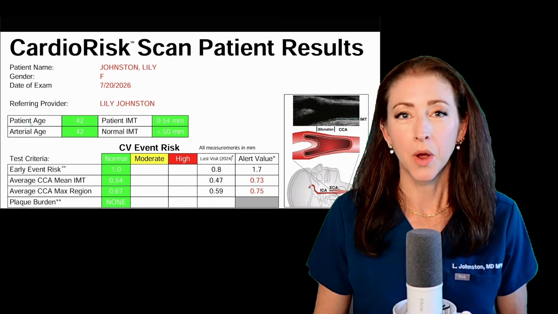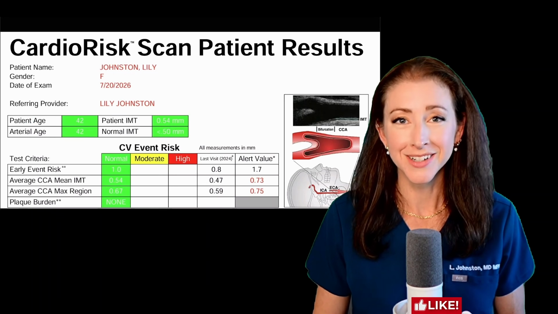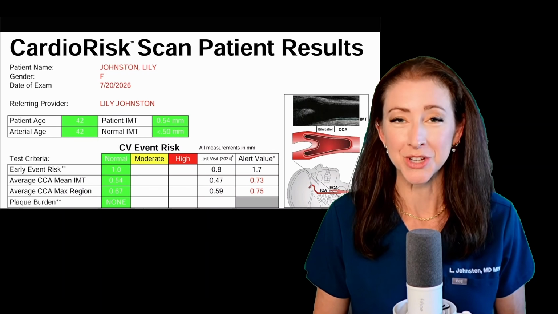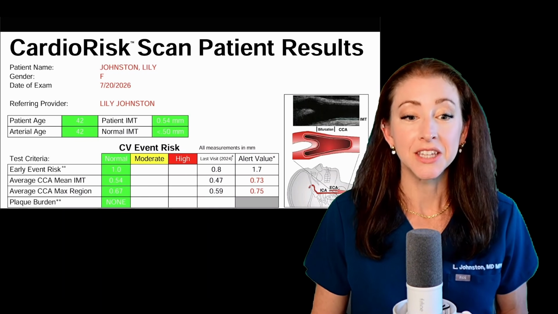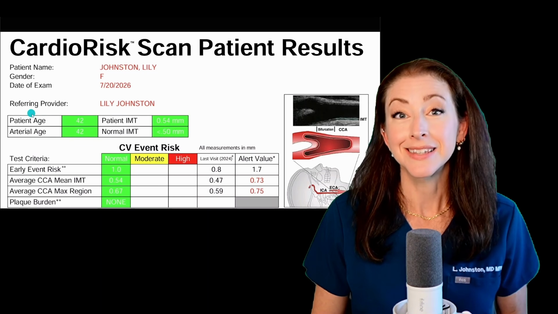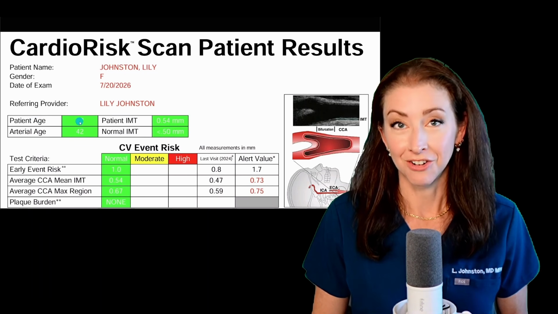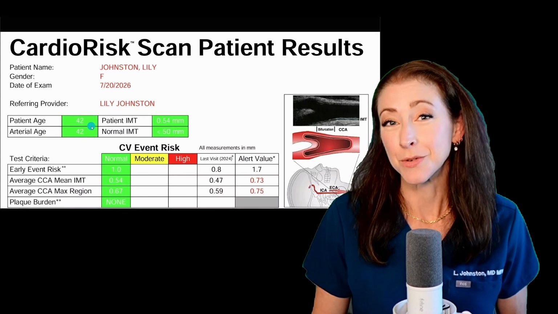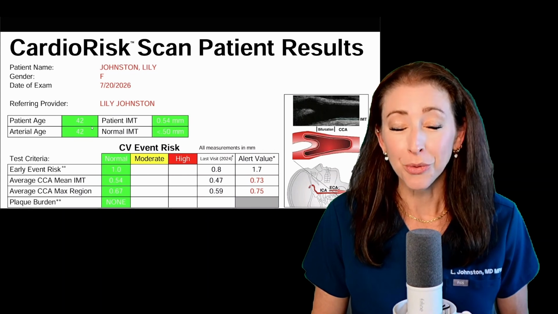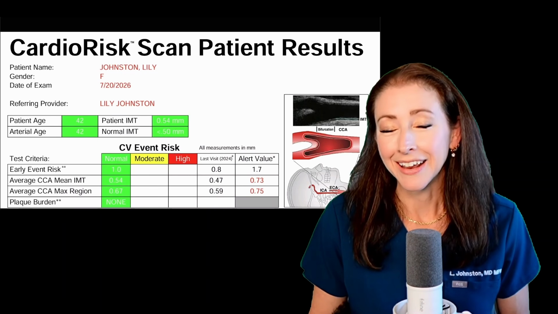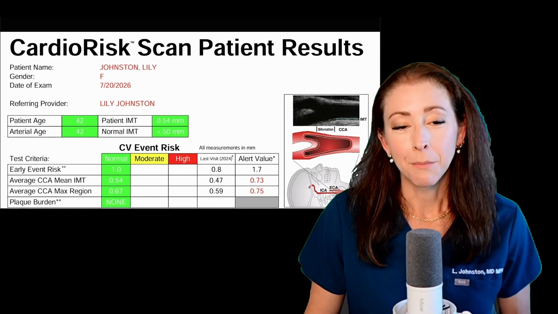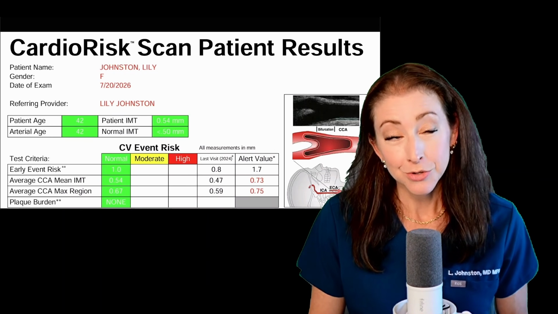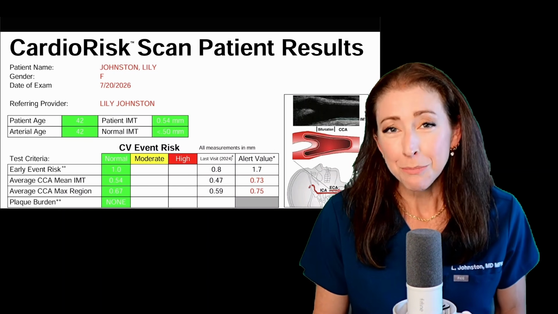So here is what you see at the top of the report that comes from CardioRisk once they have analyzed all those images we just went through. The very first thing you see at the top is this box that says patient age and arterial age. This is really where we focus our attention, and this is why even though that's green and it looks like it's okay, I'll tell you why I'm disappointed. My actual age is 42 years old. My arterial age is 42 years old. That is concordant. It should be fine.